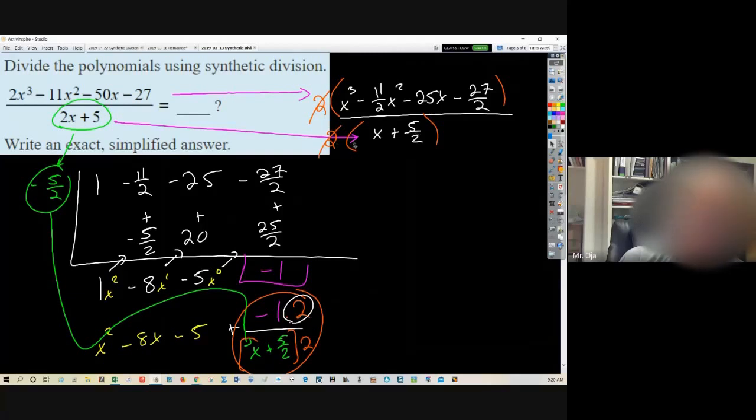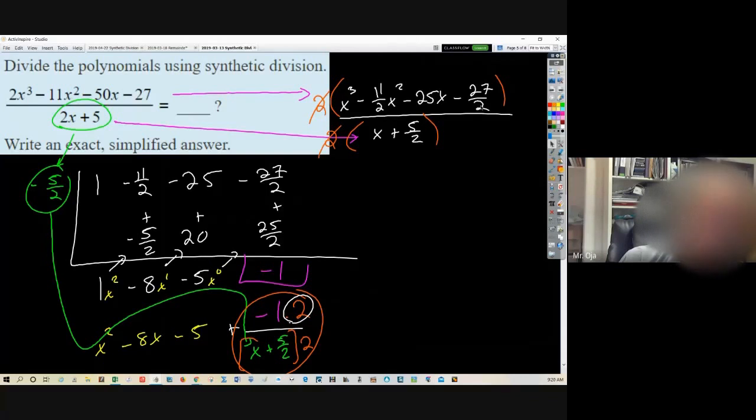Does that make sense? Because I factored that out. So on the top, what would I get? Well, 2x cubed divided by 2 is just x cubed. Negative 11x squared divided by 2 is negative 11 halves x squared. Negative 50x divided by 2 is negative 25x. And negative 27 divided by 2 is negative 27 halves.